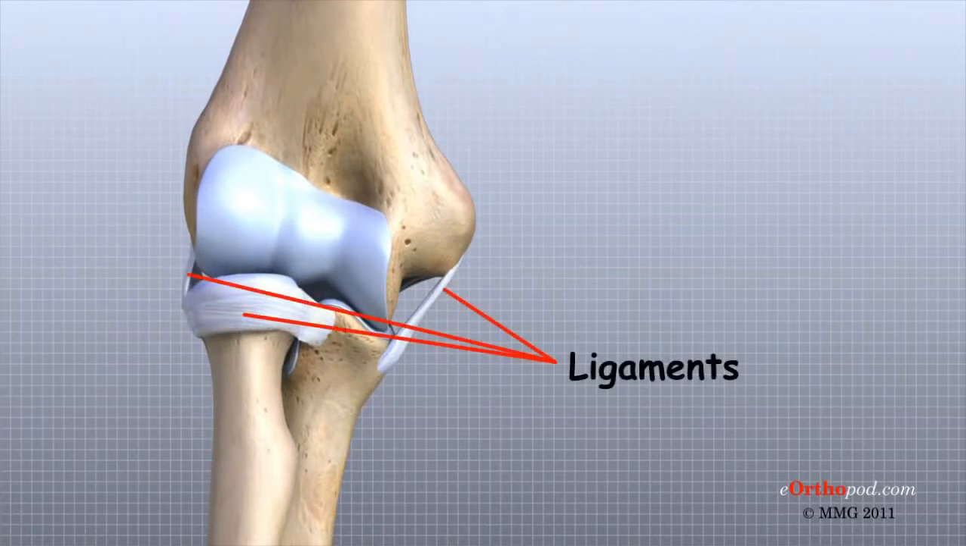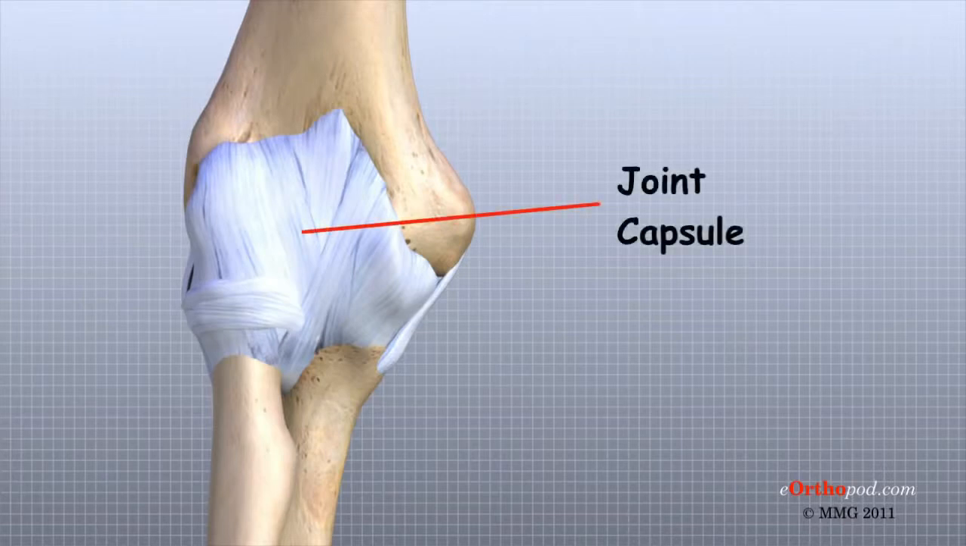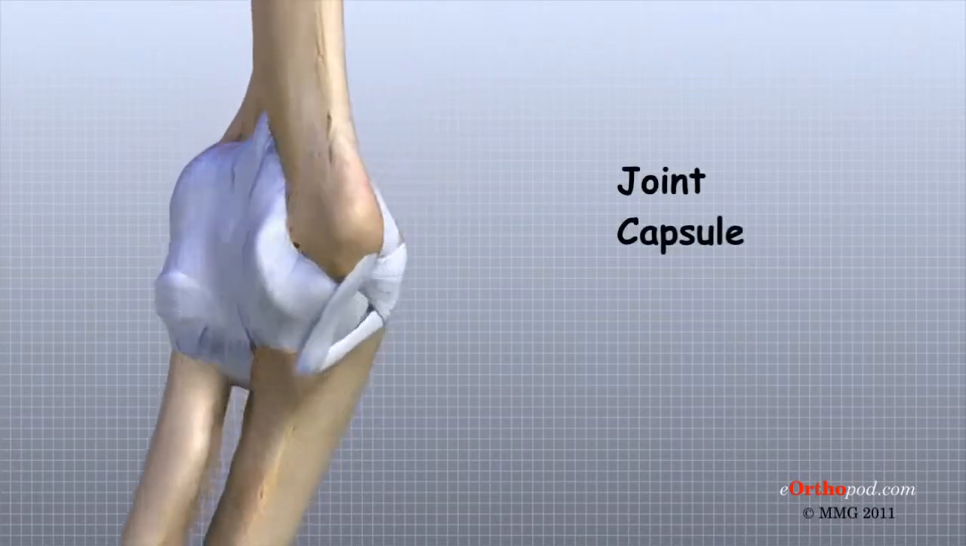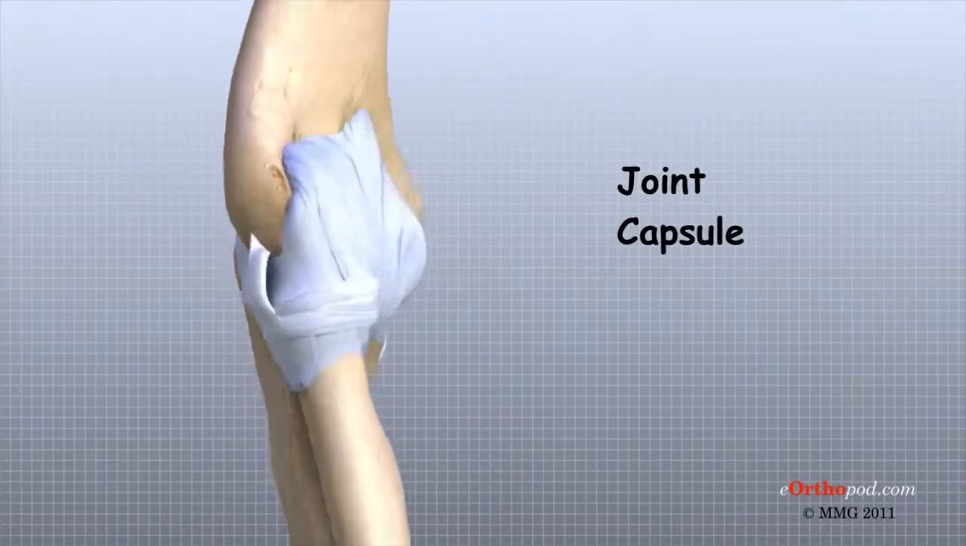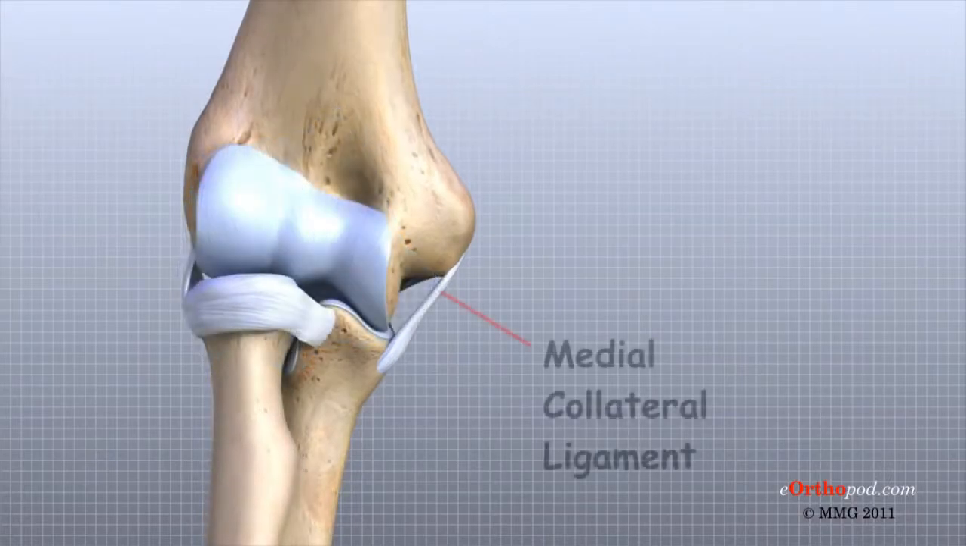There are several important ligaments in the elbow. Ligaments are soft tissue structures that connect bones to bones. The ligaments around the joint are connected with a thin layer of connective tissue and form a structure called the joint capsule. The joint capsule is a watertight sac that surrounds a joint and contains lubricating fluid called synovial fluid.